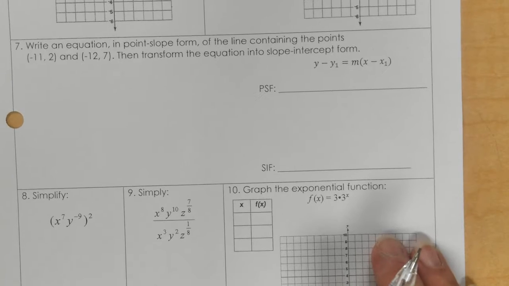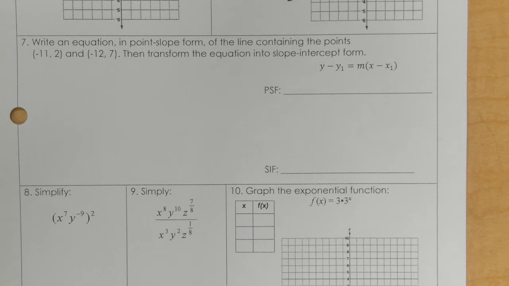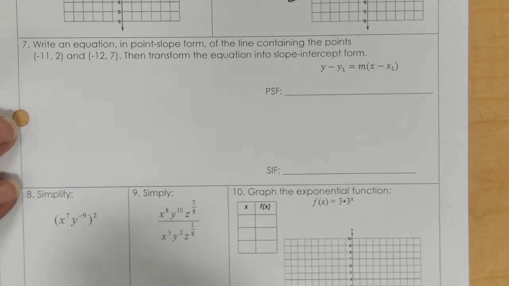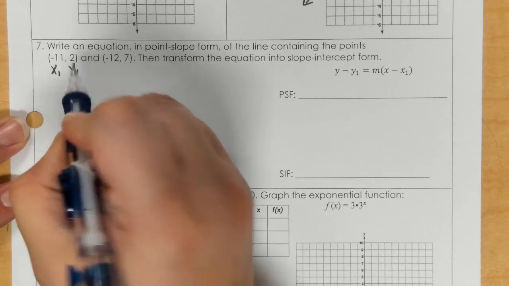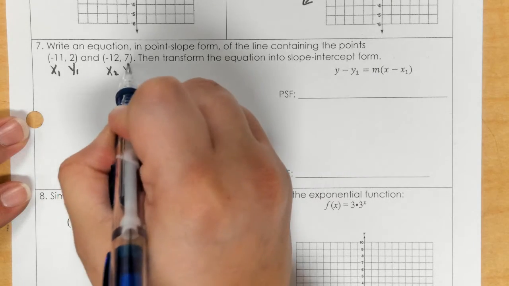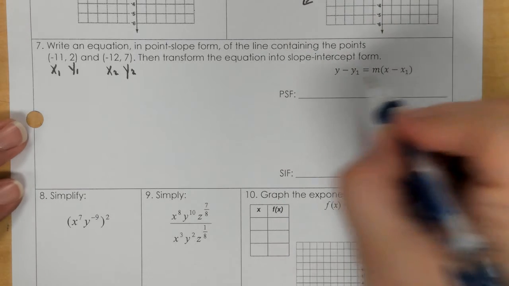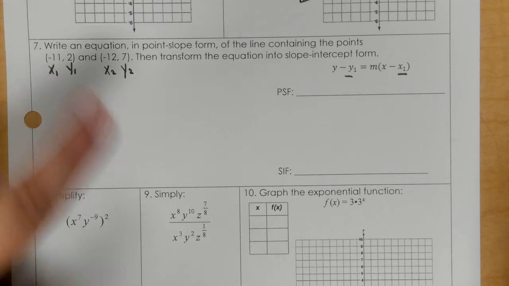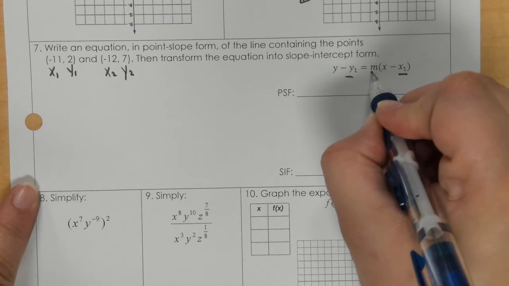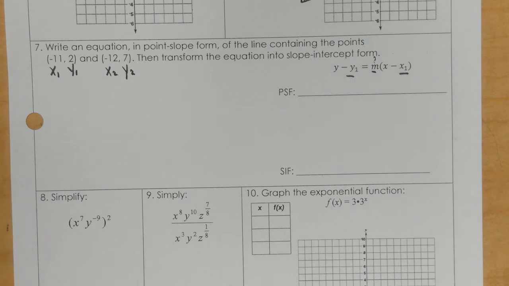For number 7, write an equation in point-slope form of the line containing the points (-11, 2) and (-12, 7). Then transform that equation into slope-intercept form. So first, I would want to label this x1, y1, and then x2, y2. I have the y1 and I have the x1, but I was not given my slope. So I have to find that.